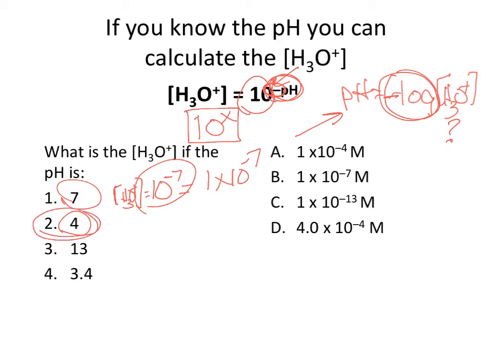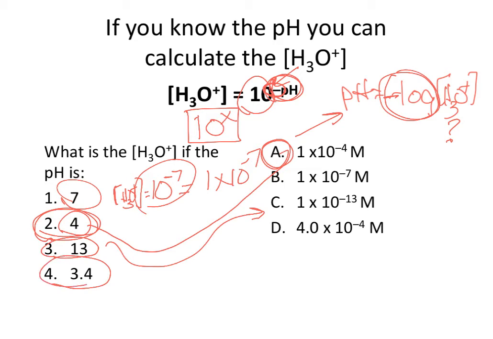So again, if the pH is 4, that means the hydronium ion concentration is 1 times 10 to the minus 4. 13, again, 1 times 10 to the minus 13. You can see the pattern, hopefully.